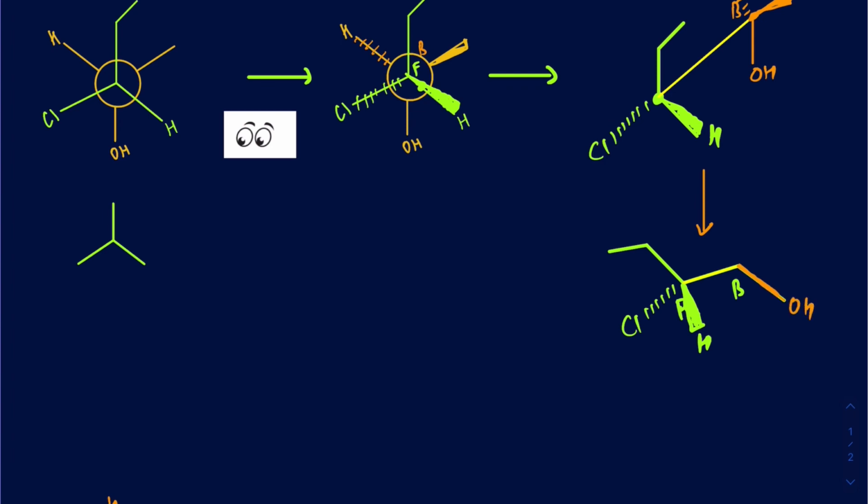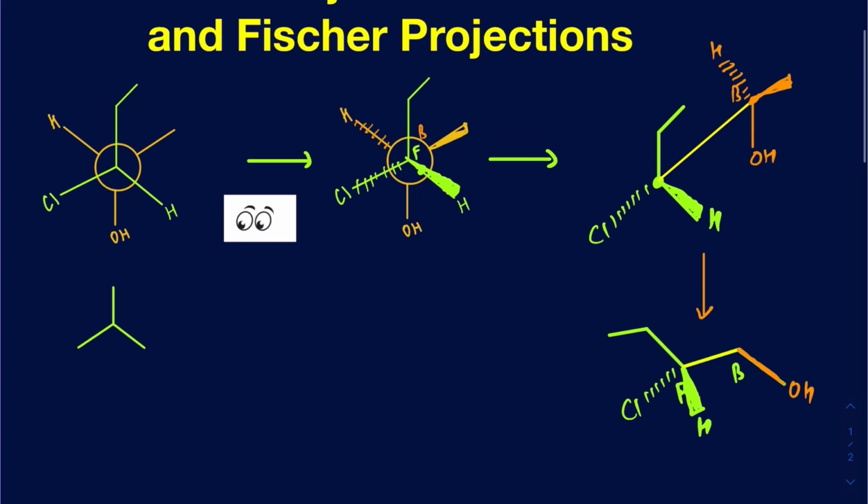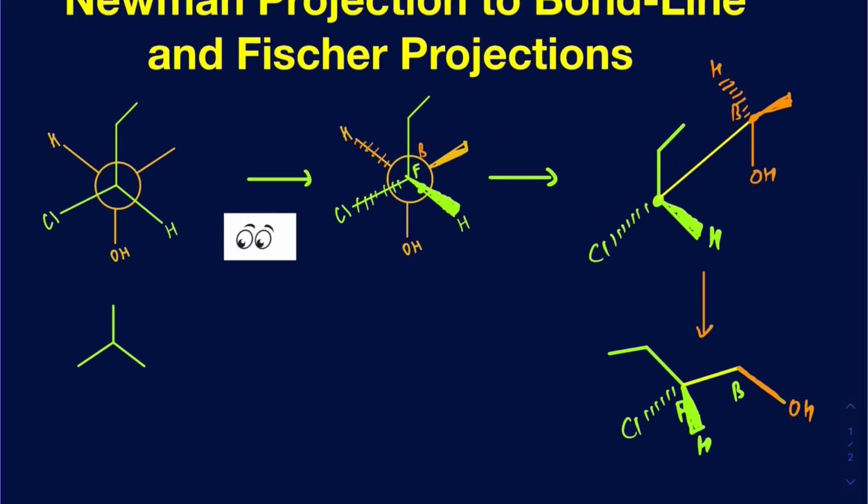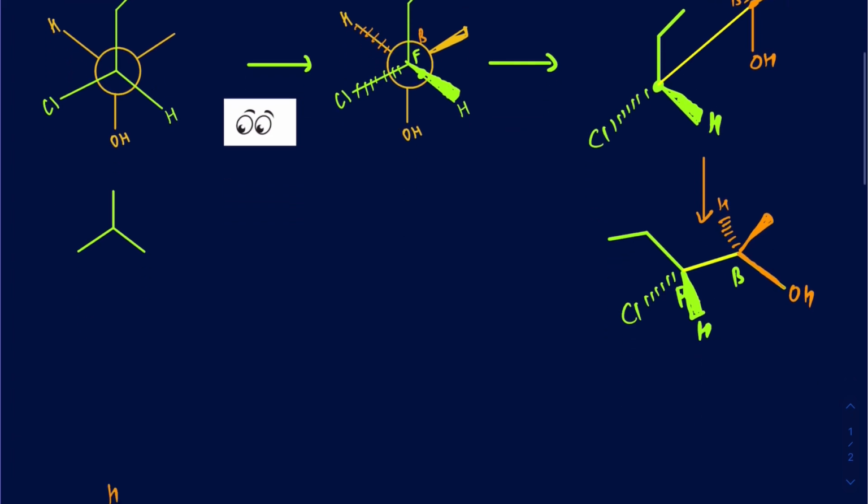So that OH is right there. And then you also have this methyl group that's to the right side. I want to just draw that exactly how it looks. And then this hydrogen is going back in the page here. So that's how you're going to be converting this Newman projection to the skeletal form.